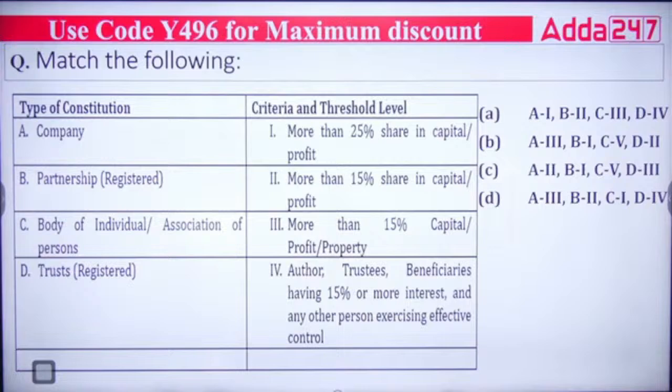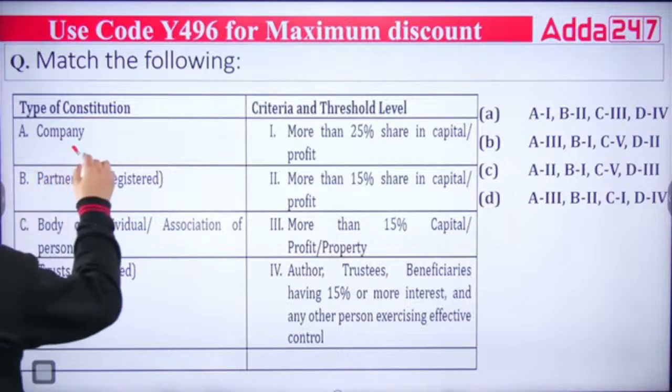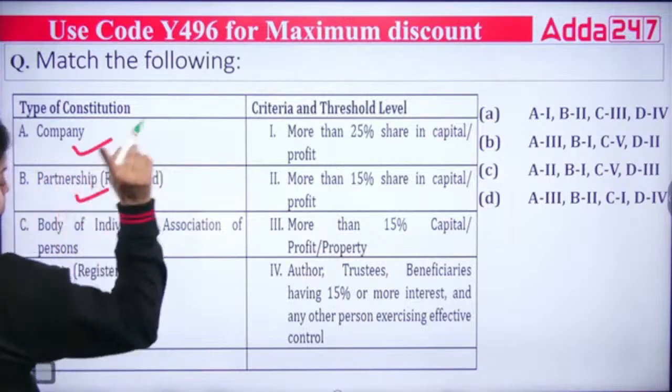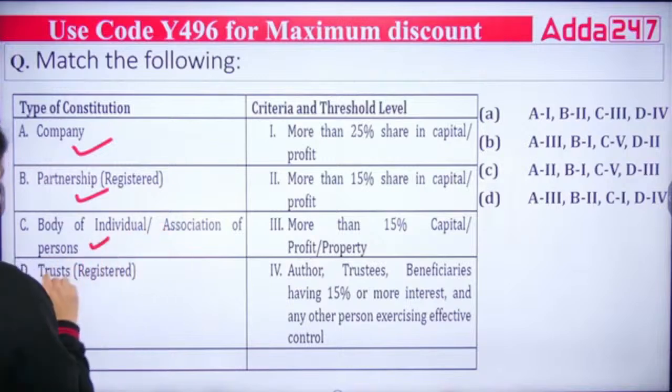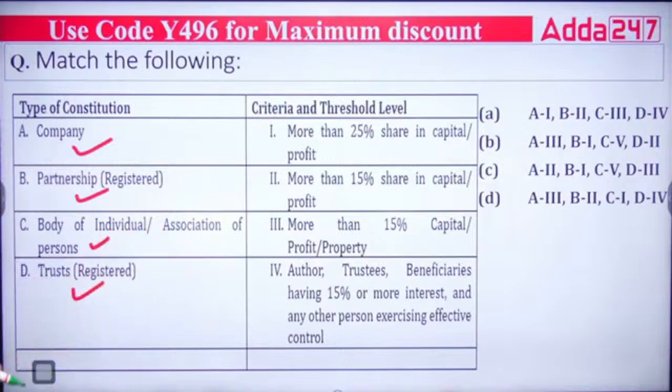Okay, so first we have company, second we have partnership, registered, third we have body of individual, association of person, and fourth we have trust, that is registered trust. Now you have to answer what is the criteria and threshold limit or threshold level for these type of constitutions.